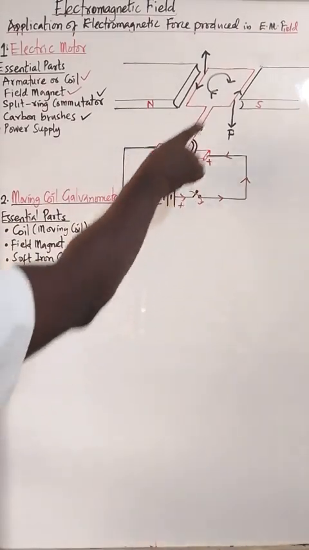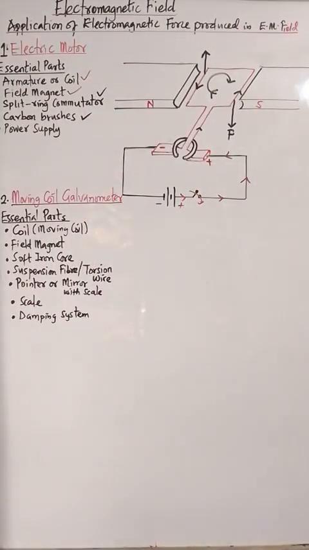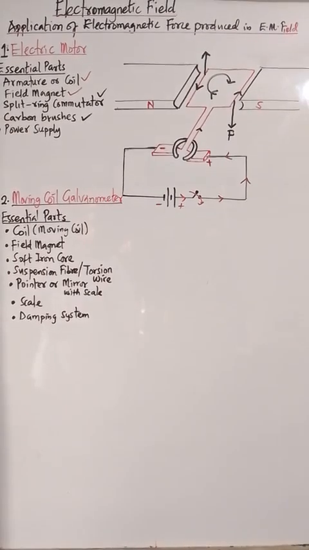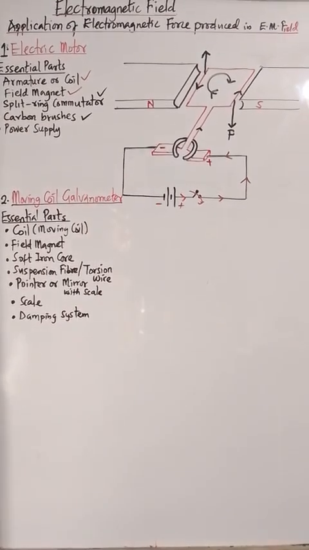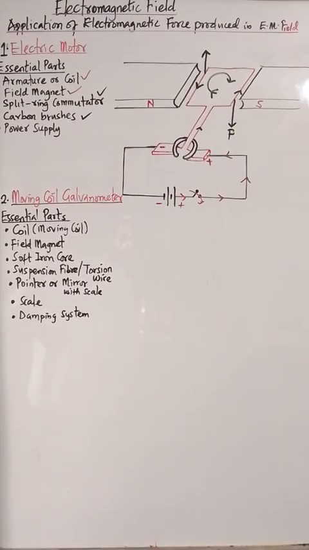Turning effect of current. When current passes through, it starts turning in this field. So, turning effect of current in a magnetic field. And this moving coil galvanometer is one of the most important instruments in electric field. Why? Because it's from this galvanometer we get the ammeter and what?